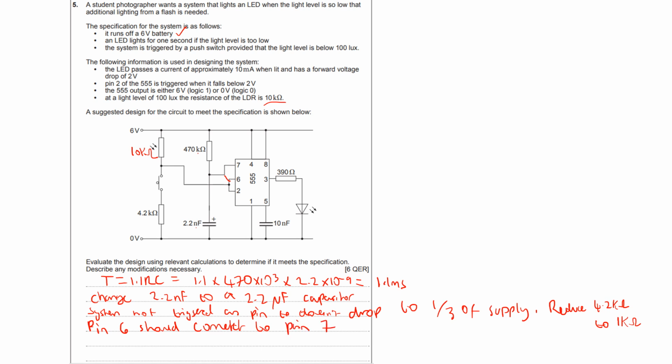What's next? The LED passes a current of 10 milliamps. Does it do that? So 2 volts is dropped there, so 4 volts is across the resistor. Let's work that one out. So I is 4 divided by 390, which gives me 10 milliamps, so that is absolutely fine. You could put a calculation there and say that is fine. Basically I just did I equals 4 over 390.